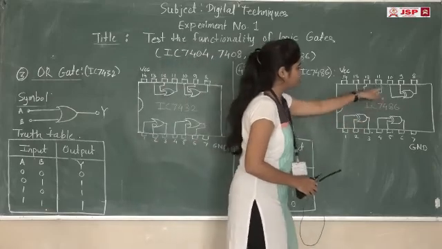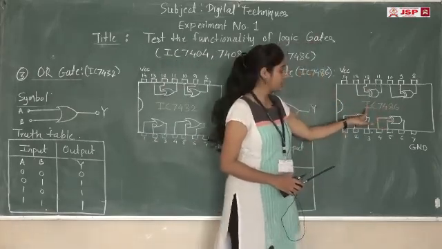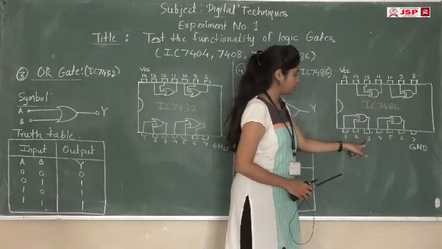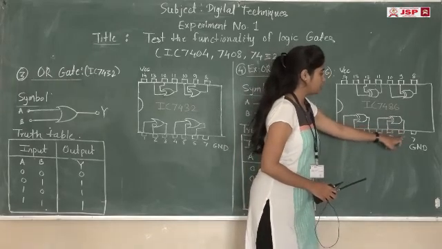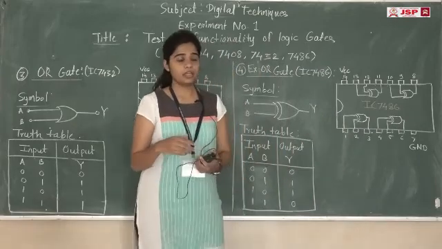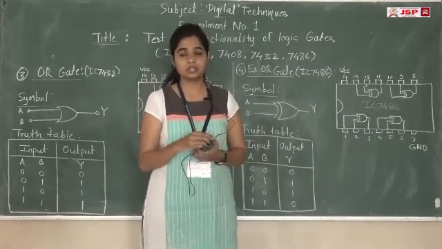This is the internal structure of IC 7486, that is the XOR gate. In this, pins 1 and 2 are inputs and pin number 3 is output. Similarly, pins 4 and 5 are inputs and 6 is for output. Now we are going to see this practical on the digital trainer kit.